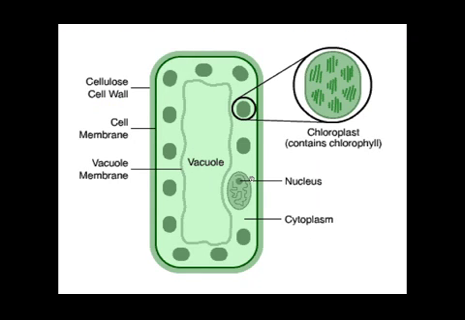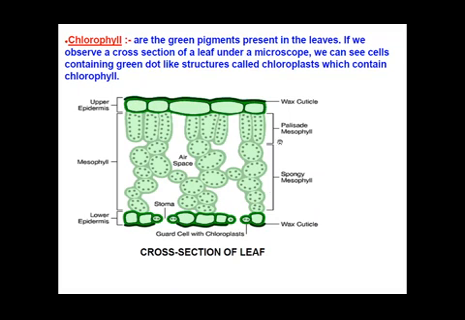So if we enhance a single cell present in the cross section of the leaf, we will observe that these green dots are present. As I have already told you, these small green dots are the chloroplasts. And if we further enhance this chloroplast, we find certain green pigments over here. These are the chlorophyll. So what is happening? In the cross section of the leaf, there are many cells which contain dot-like structures known as chloroplasts, which in turn contain the pigment chlorophyll.